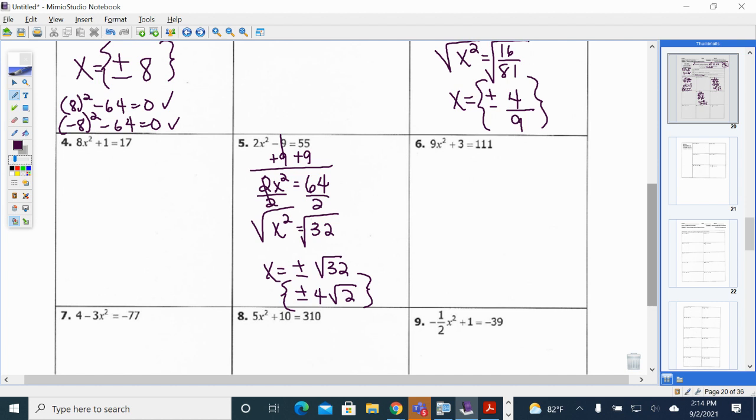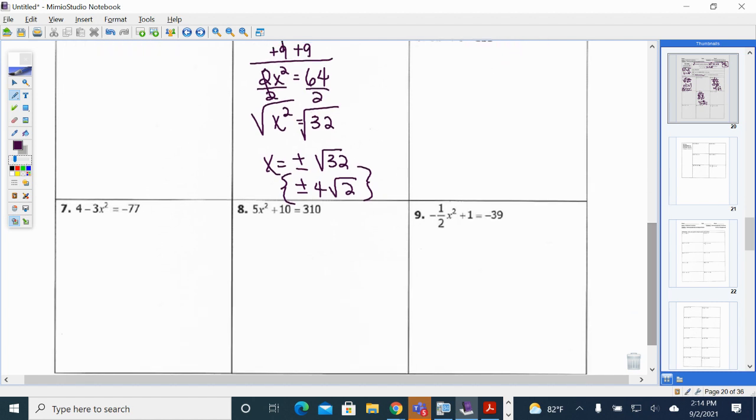Let's jump down to number 9. Number 9 says negative 1/2 x squared plus 1 is equal to 39. Again, we got to get the x squared term by itself. So I'm going to subtract the 1. Because it's a plus 1, again, you got to do the opposite and subtract. So negative 1/2 x squared equals negative 39 minus 1, which is negative 40.